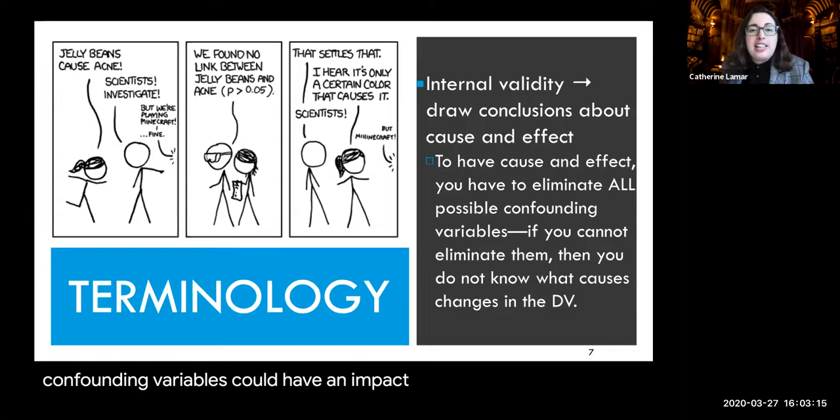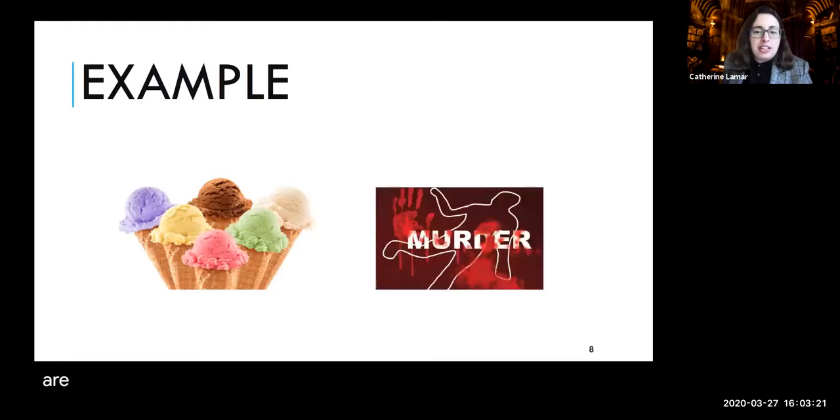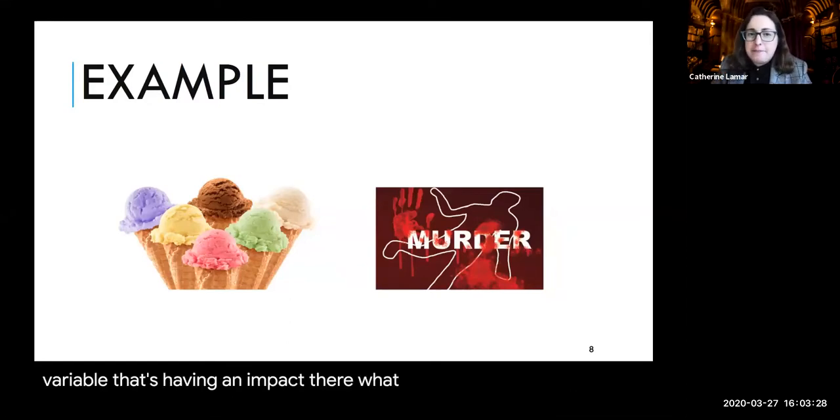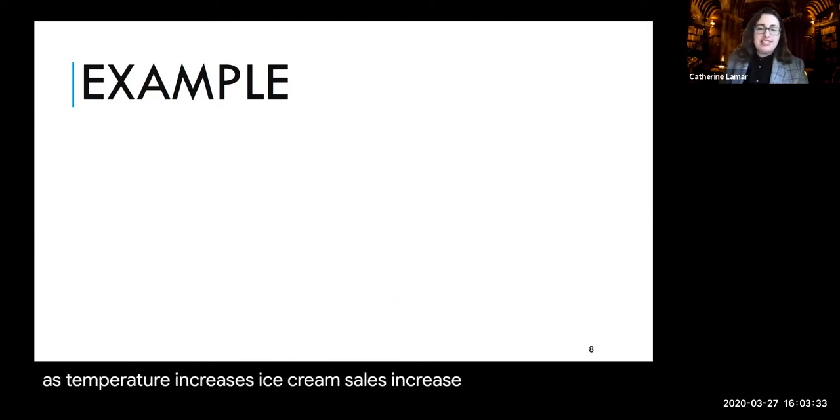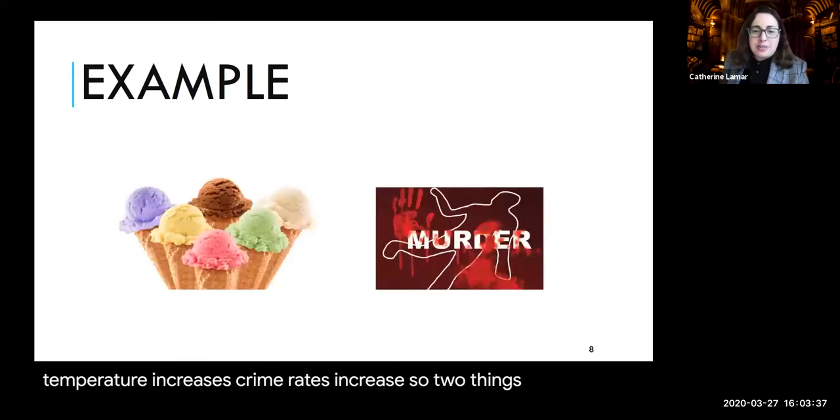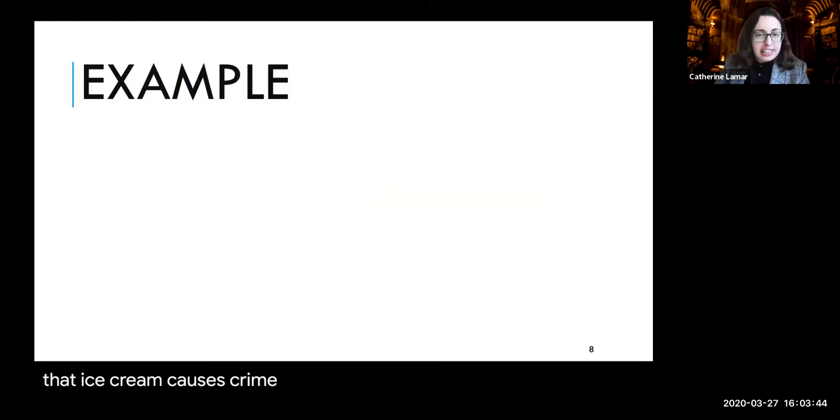To show you what it looks like when confounding variables are present, let's take the classic example we've talked about. We know that ice cream sales are correlated with murder rates or crime rates, and there's a third variable that's having an impact there. What is it? The heat. We know that as temperature increases, ice cream sales increase, and as the temperature increases, crime rates increase. So two things like ice cream sales and crime rates happen to be correlated, but it doesn't mean that ice cream causes crime. We've done that example. That one's old news. Let's talk about a different one.